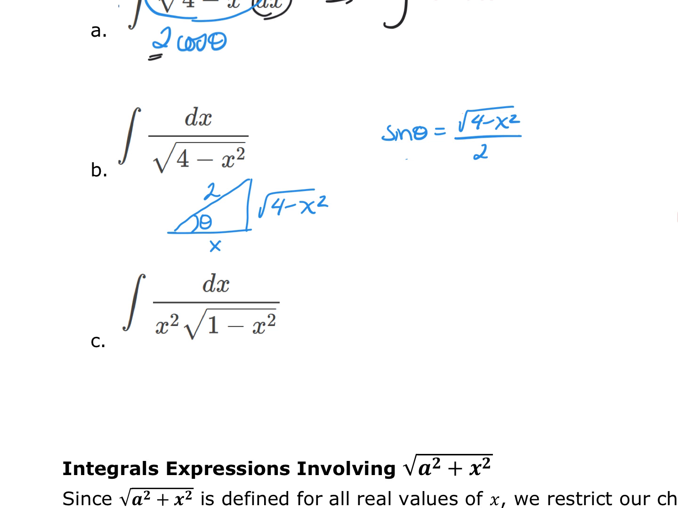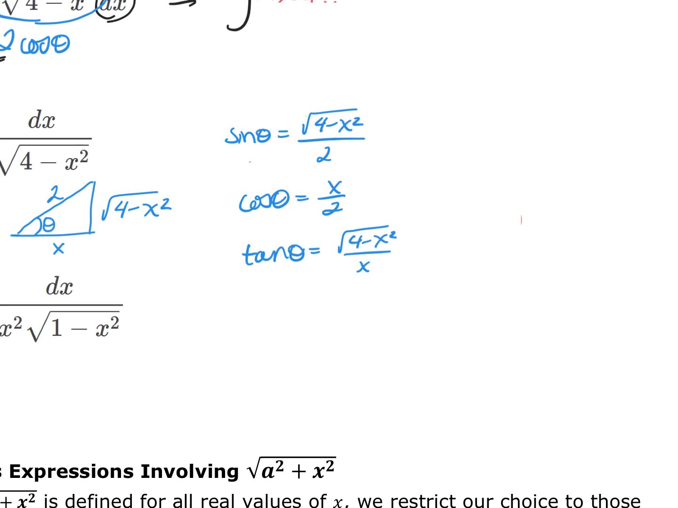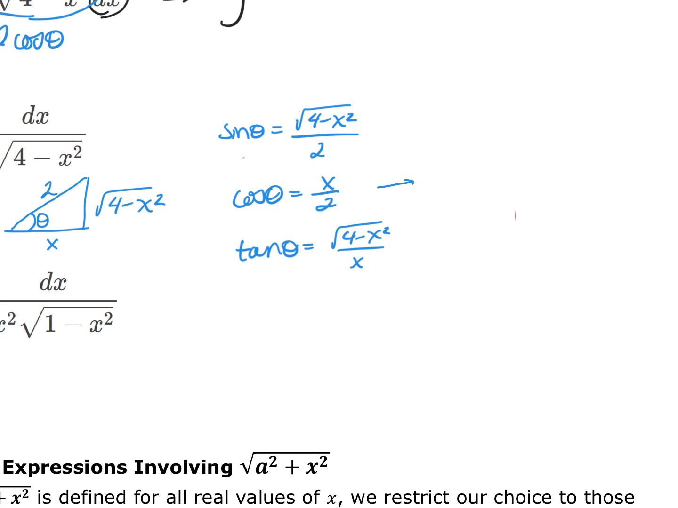Not my first choice to do derivatives. My cosine of theta is going to be my x value over 2. That's probably my preferred one to do derivatives. And then my tangent is going to be equal to the square root of 4 minus x squared over x. Now remember, I have to do derivatives, so I'm going to write this as 2 cosine theta is equal to x. I always choose the trig function that has x isolated with one step, which is multiplying both sides by whatever my r value is. So that's how I'm going to do that one.